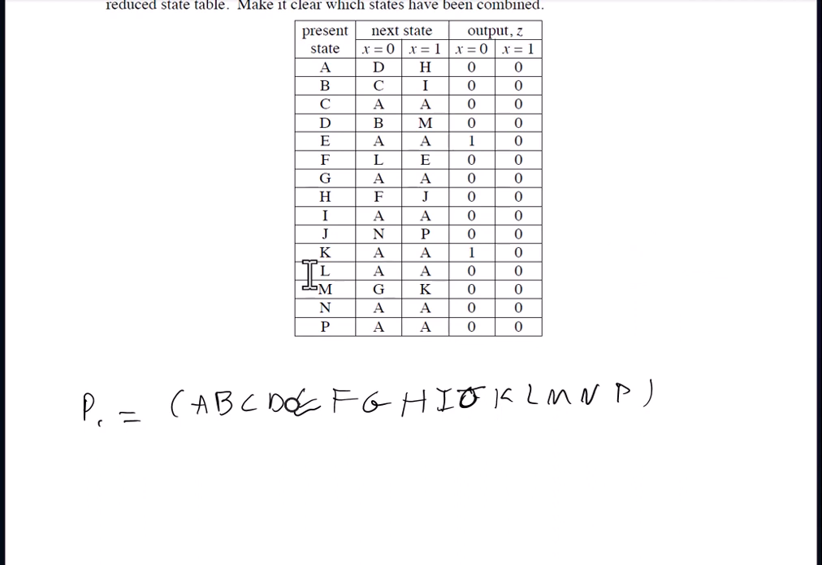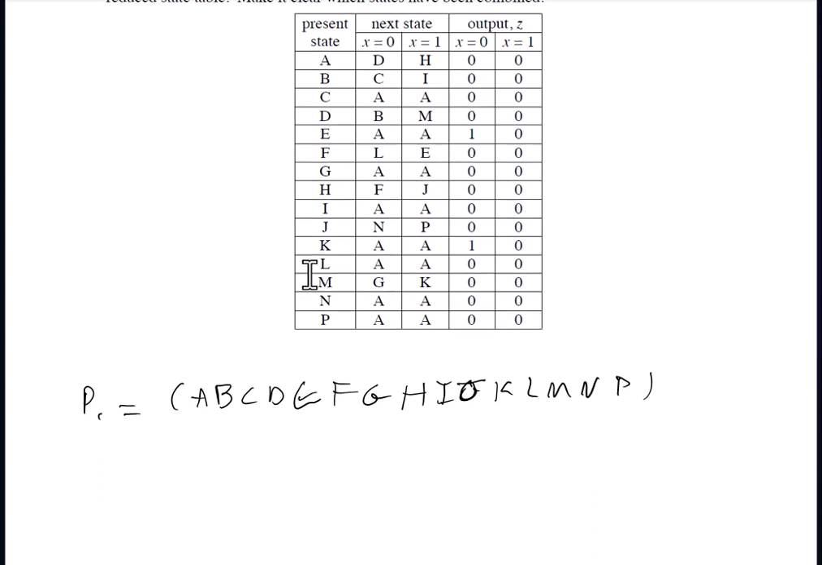Let's look at their output, and we'll put in one partition everything that has a particular output, and then in another partition everything that has a different output. There are two bits here, so theoretically there could be 4 different outputs, but here there are only 2. You could have the output 0, 0: if x is 0, the output is 0, and if x is 1, the output is 0. Or you could have the output 1, 0. Those are our only 2 possibilities in terms of outputs.